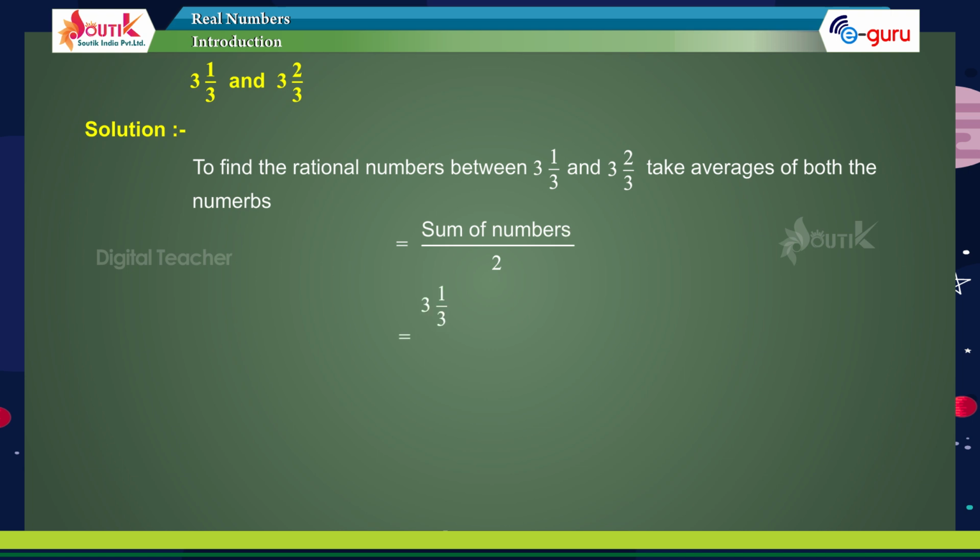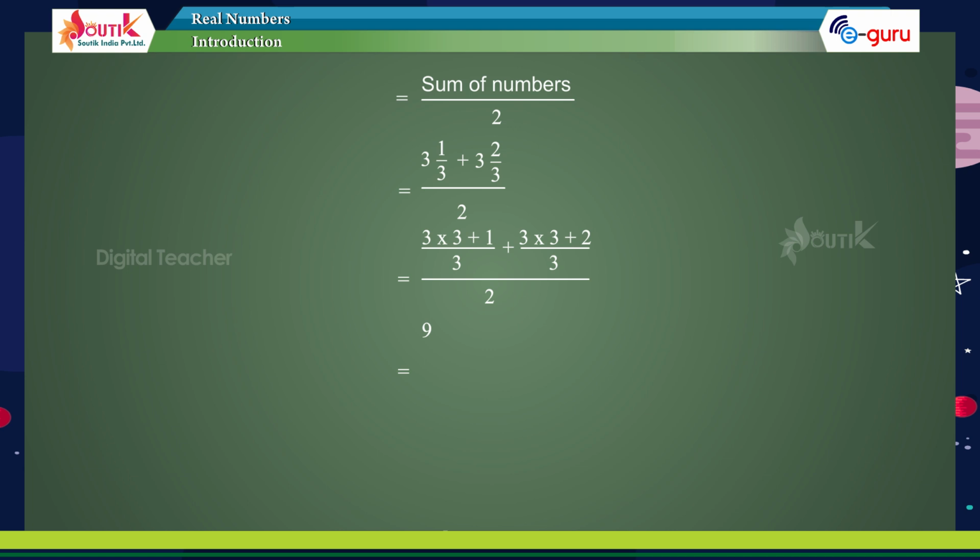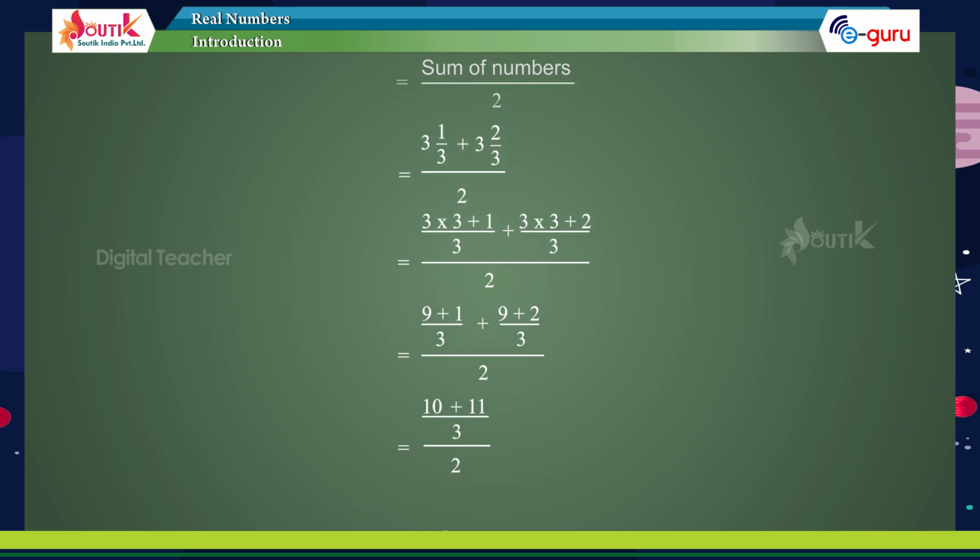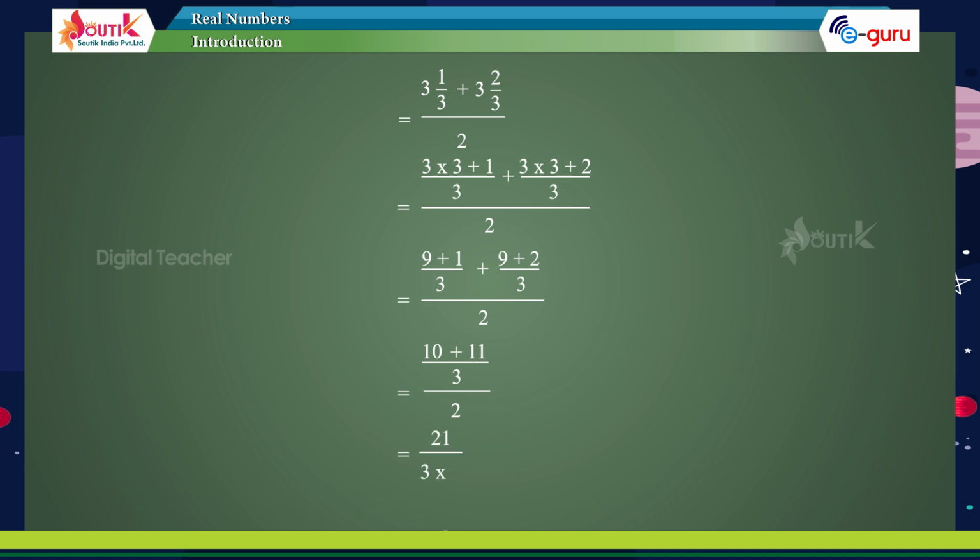Equals (3 1 by 3 plus 3 2 by 3) divided by 2, equals (3 into 3 plus 1 by 3 plus 3 into 3 plus 2 by 3) divided by 2, equals (9 plus 1 by 3 plus 9 plus 2 by 3) divided by 2, equals (10 plus 11 by 3) divided by 2, equals 21 by 3 into 2, equals 21 by 6, equals 7 by 2, equals 3 1 by 2.